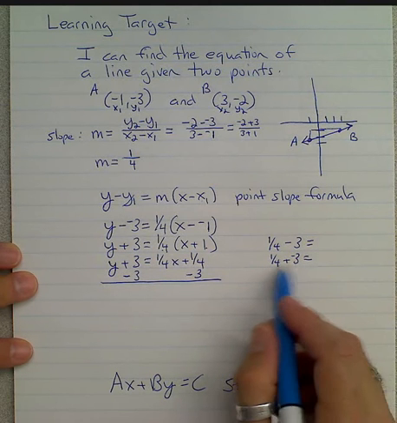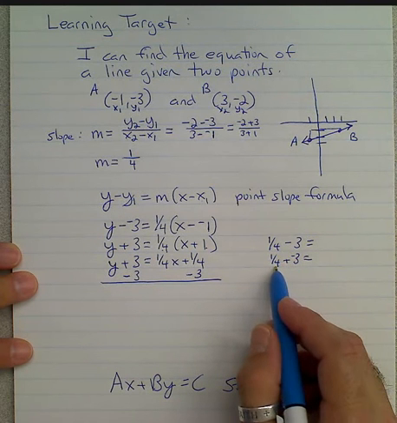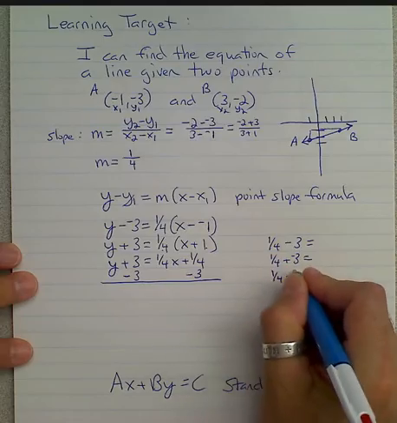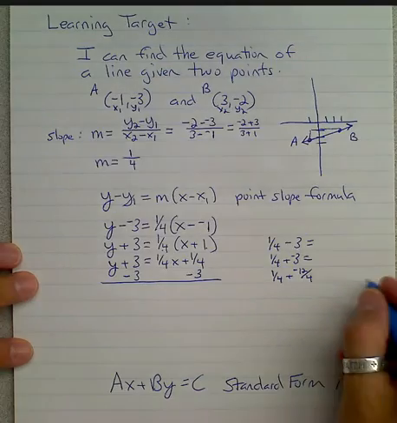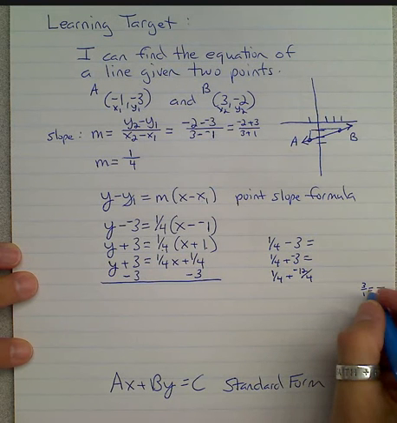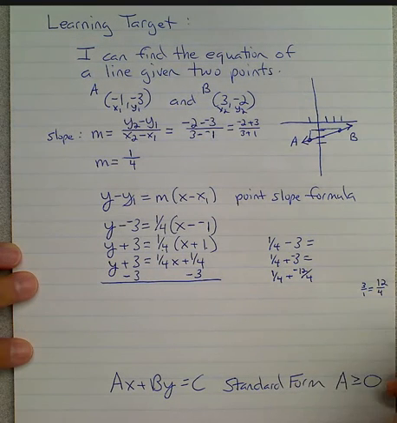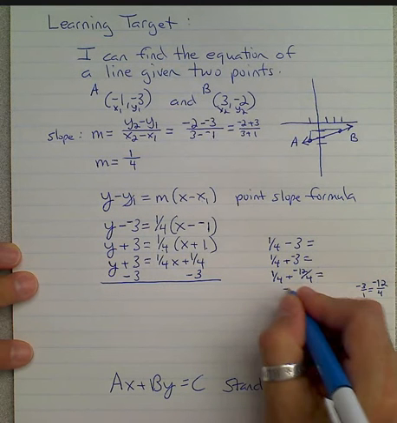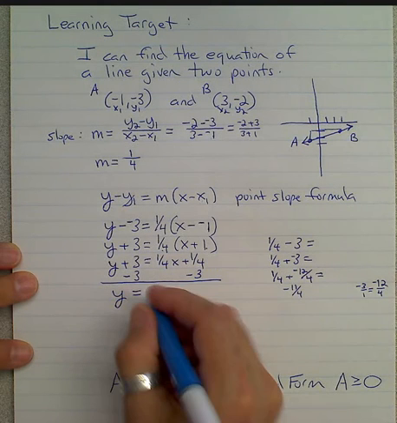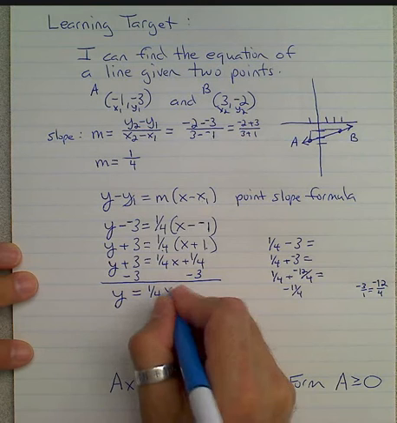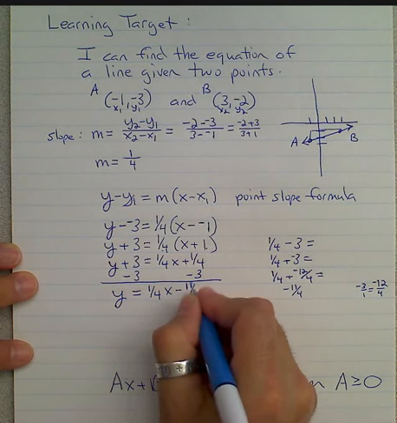In order to do this math, I have to have a common denominator. So -3 would be the same as -12/4. So we have to think 3 over 1 would be what over 4? Well, 1 times 4 is 4, so 3 times 4 is 12. And then the numbers were negative, and that's how I get my -12/4. Now I'm able to combine these to get -11/4. So my equation will be y equals 1/4 x minus 11/4.